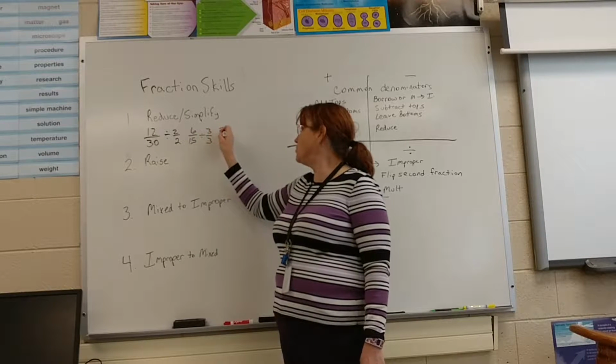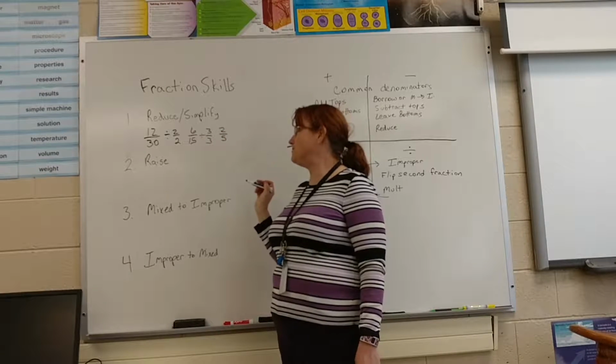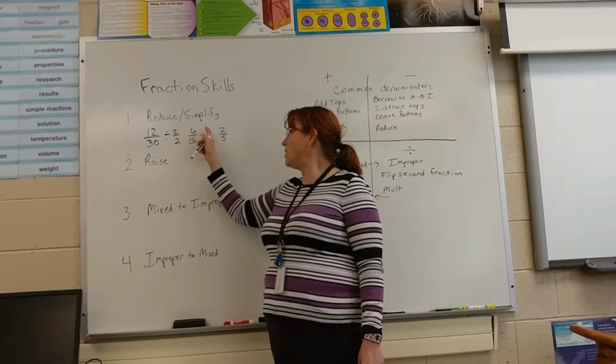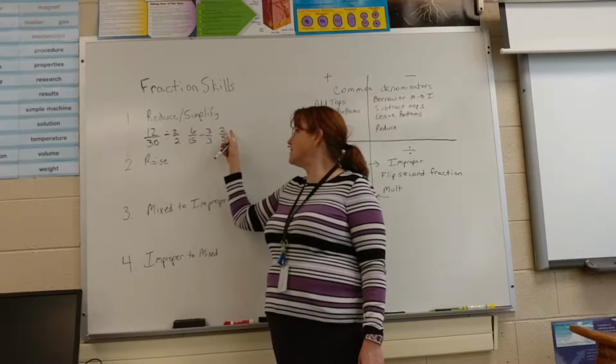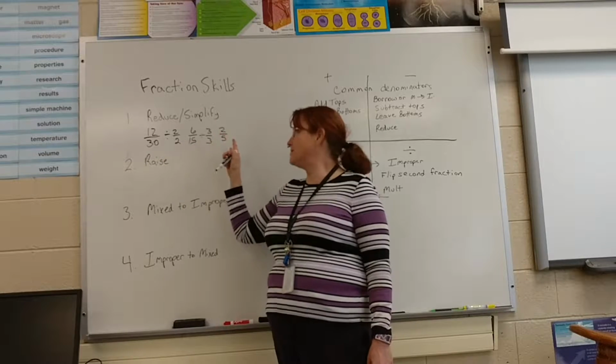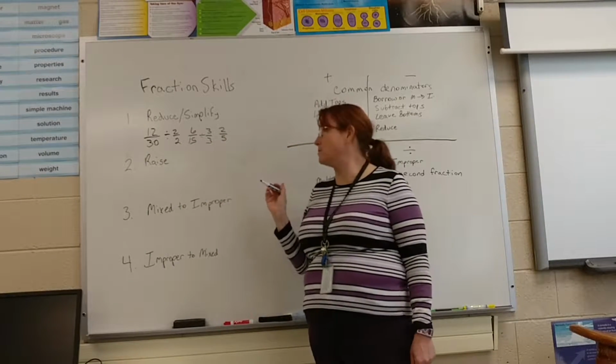6 divided by 3 is 2. 15 divided by 3 is 5. So you end up with 2/5. I could have also, 2 times 3 is 6. If I had divided this by 6, 12 divided by 6 is 2, and 30 divided by 6 is 5. So you can think of bigger numbers, but it's okay to go with small numbers.